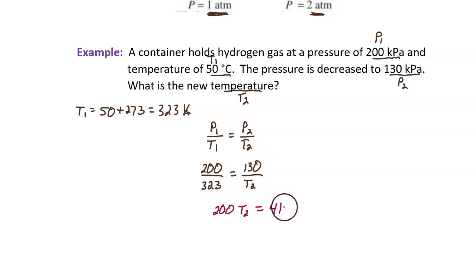That's 41,990. To get T2 alone, we have to divide both sides by 200. So T2 equals 209.9 Kelvin.